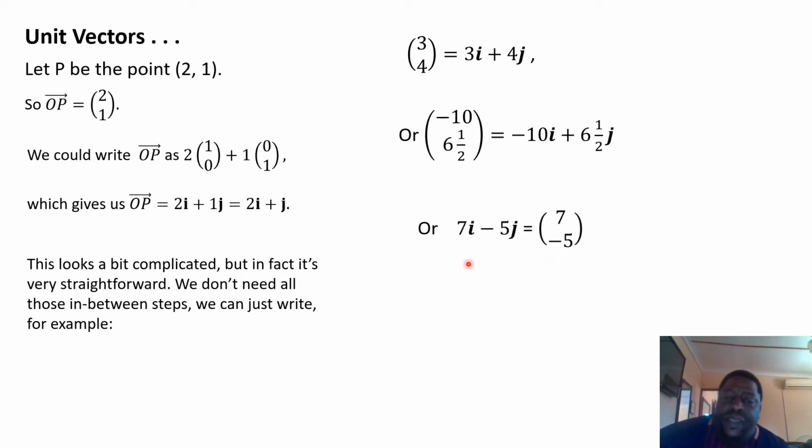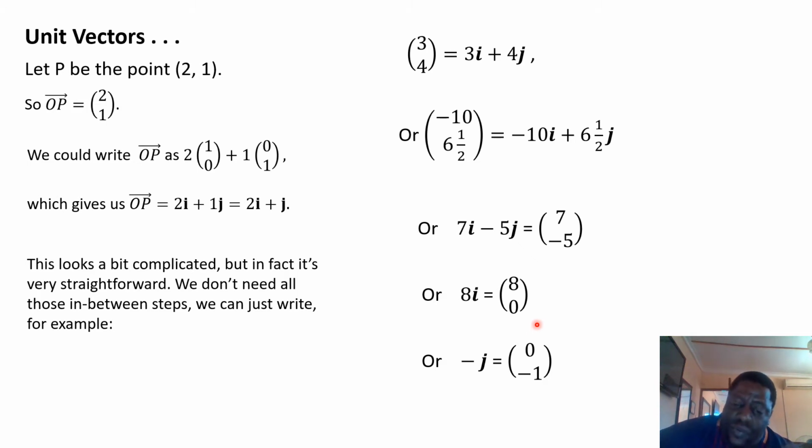All right. So here I have got base vectors, and then you have to write in column vector form, so it becomes 7, negative 5. Okay, so 8i, what does that mean? Well, there's no j component, so j will be 0. That's how you write it. The same, if I give you a j value, that means i is not there, so 0, negative 1.